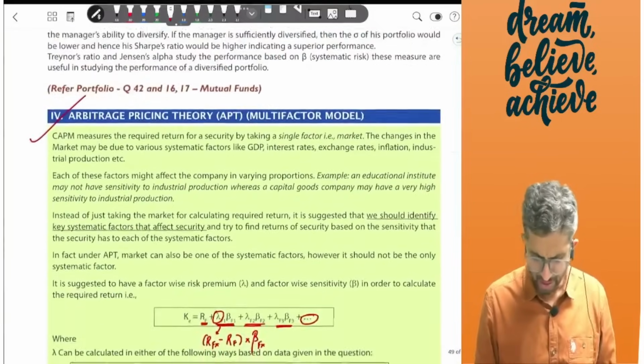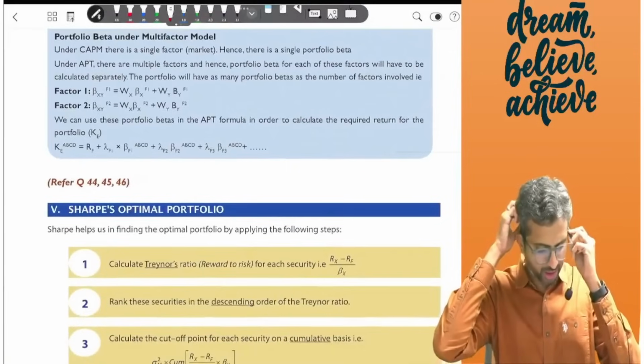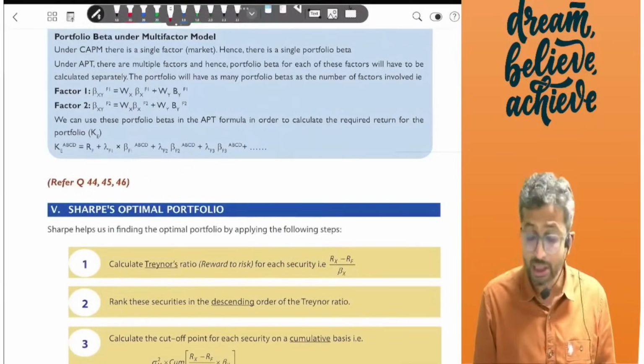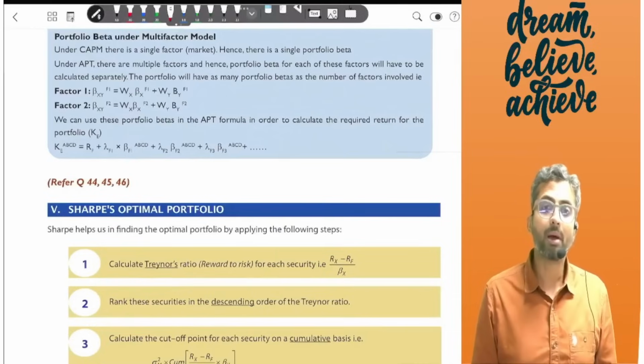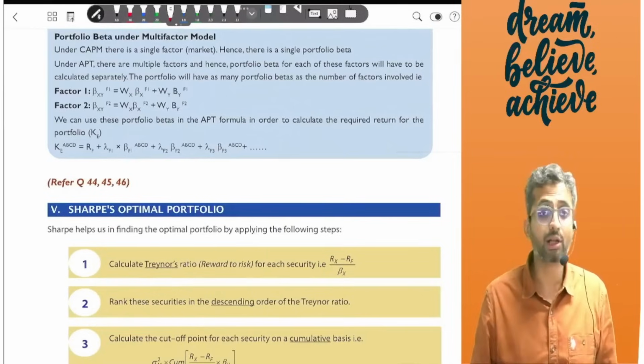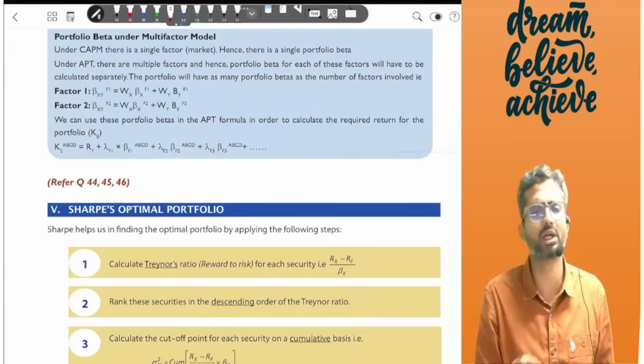It's a fairly interesting concept, but usually the institute does not ask enough on this. There have been a couple of questions asked. Now one needs to remember that here there are multiple factors. Let us say there are 3 factors. Then there will be 3 separate betas, and hence there will be 3 separate portfolio betas. The formula over here is the same.